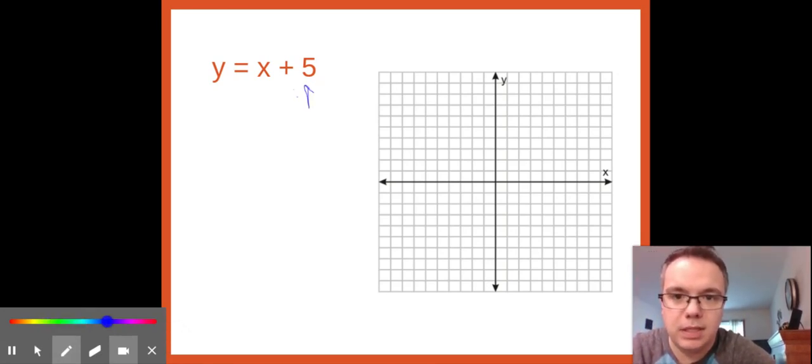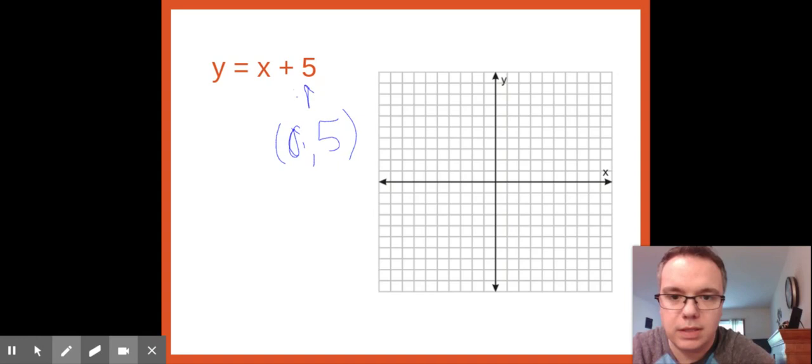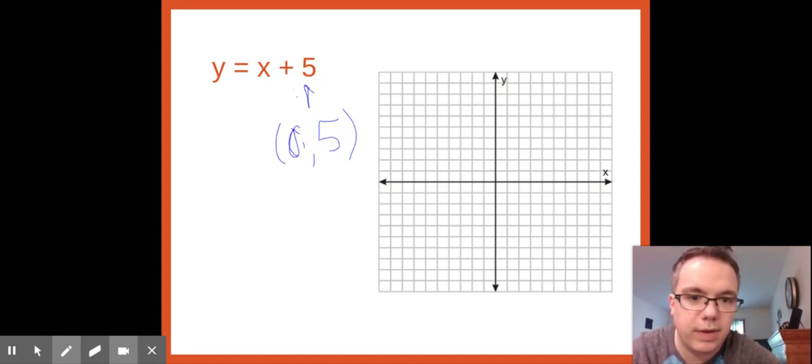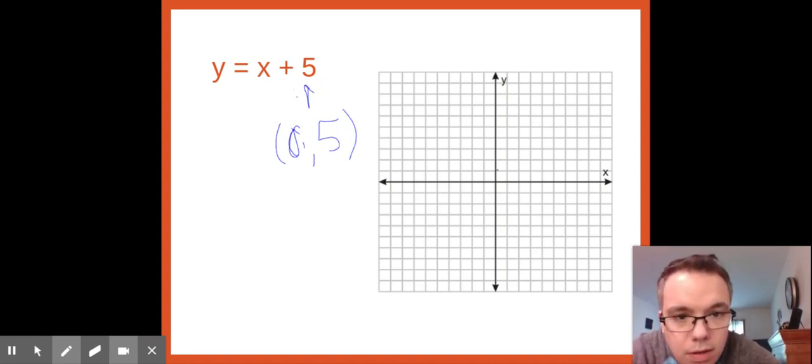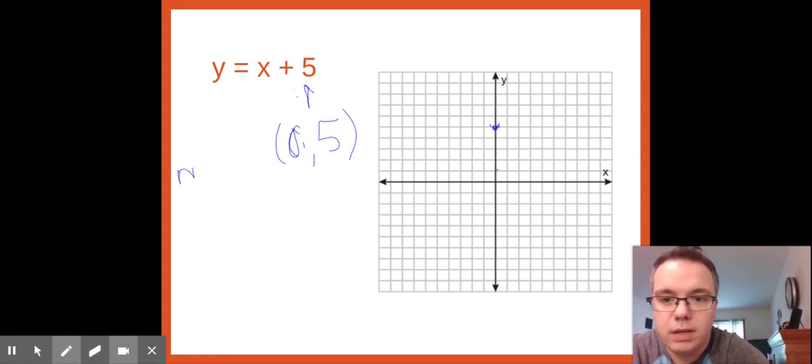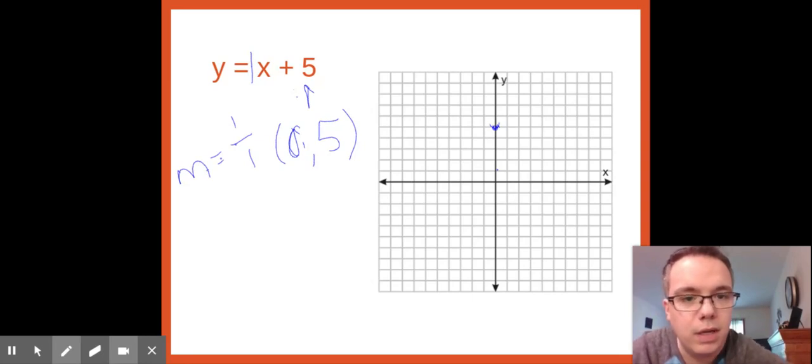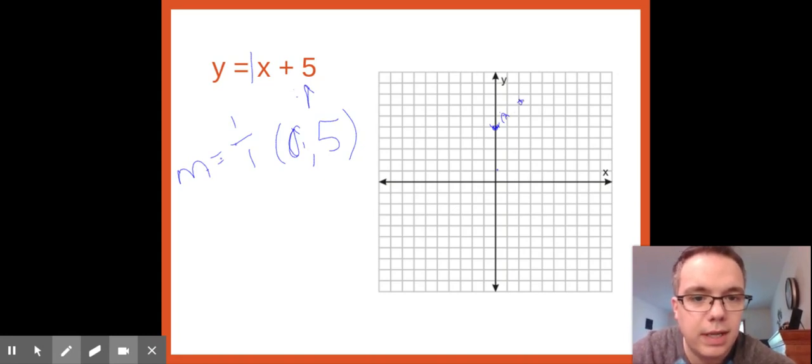Our b is 5. So we're going to start at the point 0, 5. Okay, 0, there we go, 0, 5. So to go any left or right, we don't, we go up 5. 1, 2, 3, 4, 5. Put a dot there. And then for our slope, the hidden number in front of the x is a 1. And remember to make that a ratio, I'm going to put it over 1. So that means to find my next point or two, I'm going to go up 1 over 1, up 1 over 1, and put points, and then I can make my line.